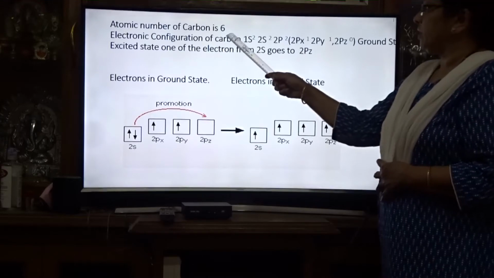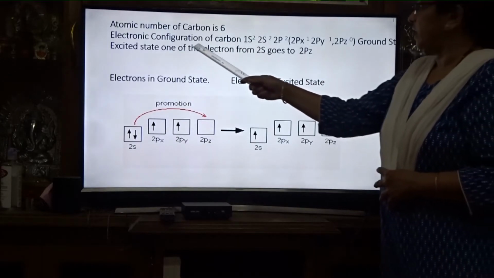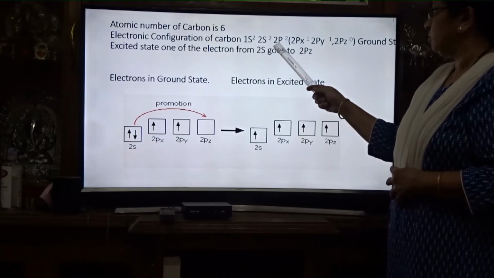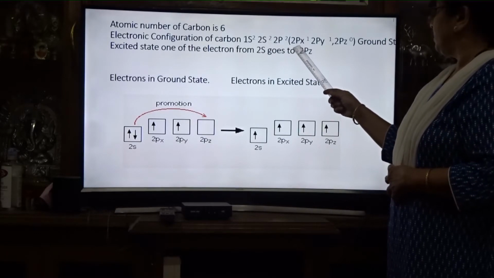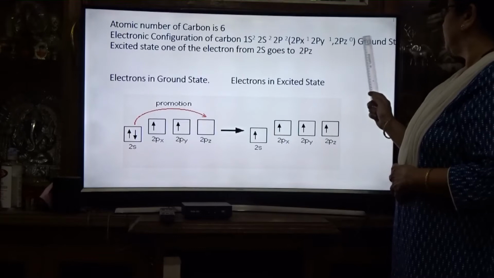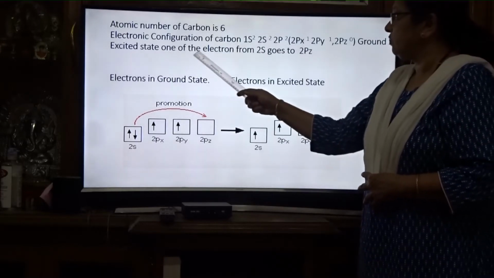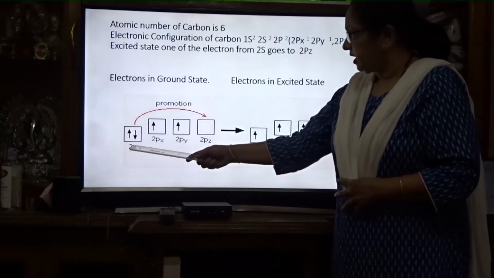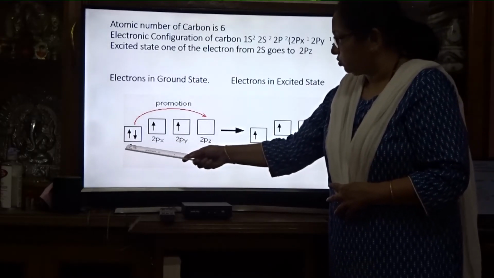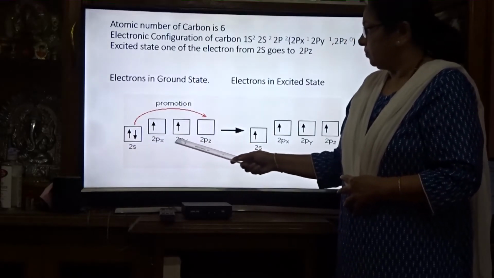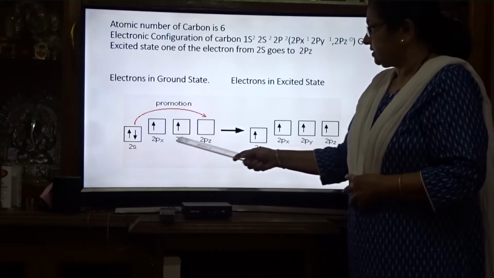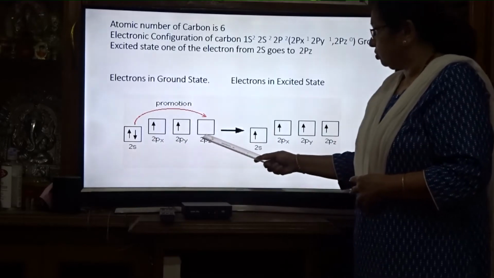The atomic number of carbon is 6. The electronic configuration of carbon is 1s2, 2s2, 2p2. In the p orbitals, how is it distributed? 2px1, 2py1 in the ground state. In the excited state, one of the electrons from 2s goes to 2pz.